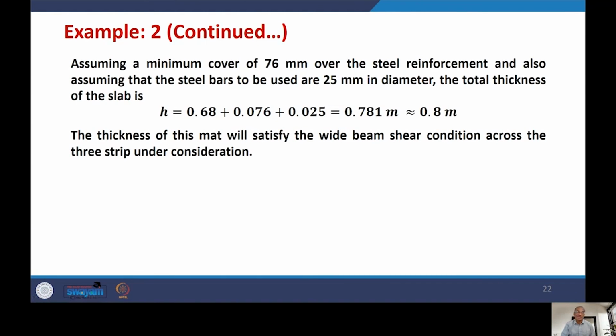So this was our example set. And with that, we have covered some numerical examples on raft foundation.